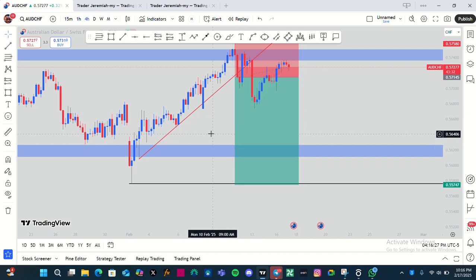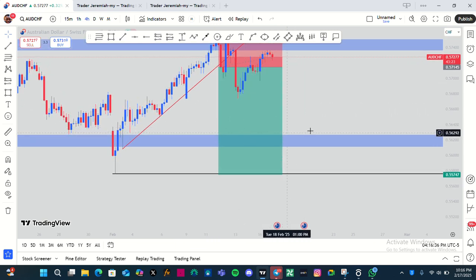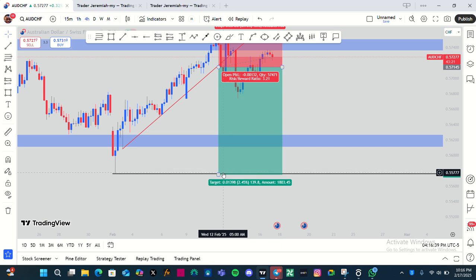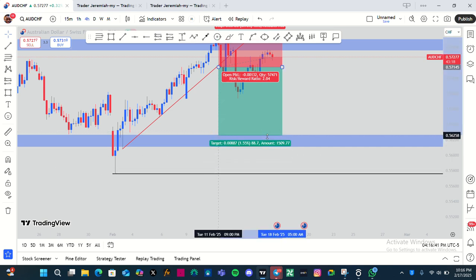So if price just got here, you would have already moved your stop loss to break even, because you know that this was a support level and price might still start heading higher if price got here. So it might be safer to put it at this blue zone, at this area.